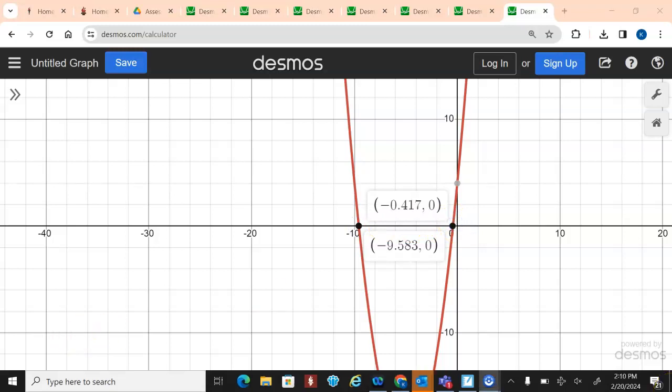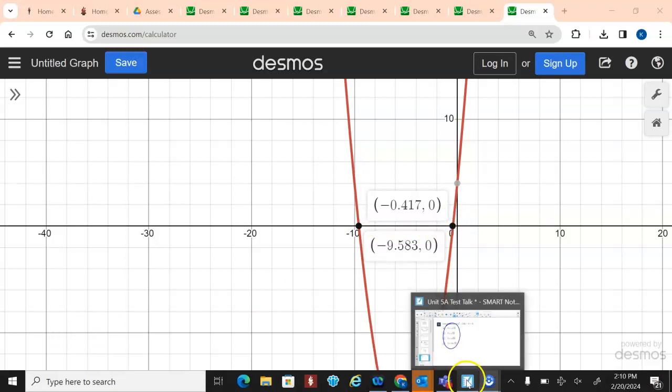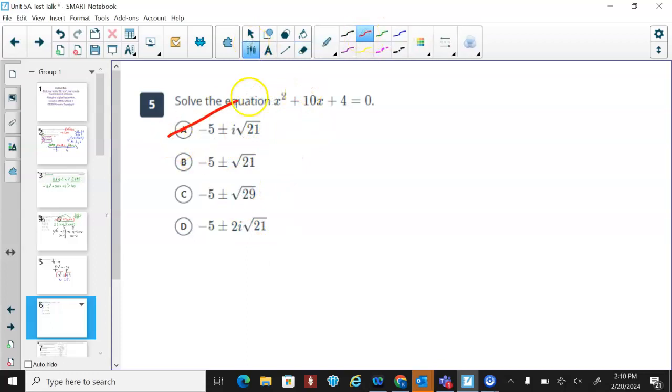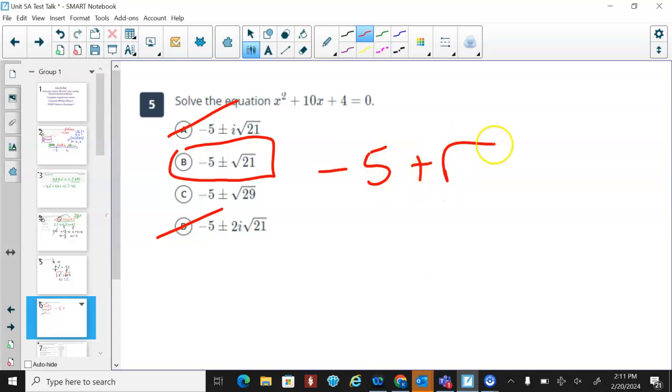So you're getting the decimals, so I can possibly eliminate some answers, okay? I can eliminate the answer with an i because I know this is not an imaginary solution. So A and D, it's a no-no. Now, I could possibly put this in a calculator and figure out what is -5 plus root 21 and what is -5 minus root 21 and figure out what is my answer.